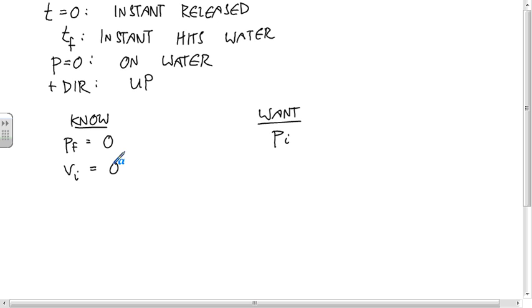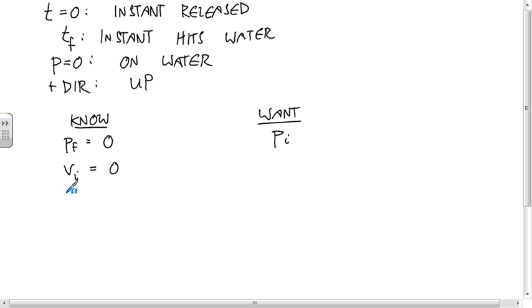Do we know the final velocity? Nope, we don't. And keep in mind, it's a common mistake to think that when something hits the water or hits the ground, at that instant the velocity is 0 because the water or the ground stops it. But we can't make that assumption. So we don't know anything about the final velocity.